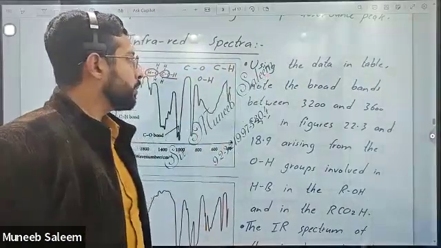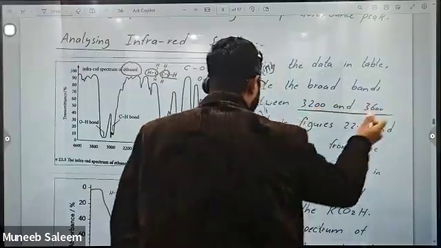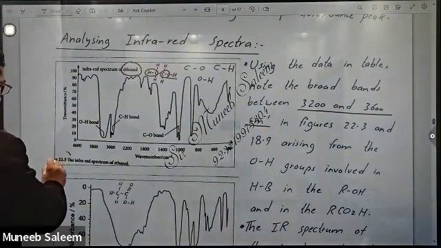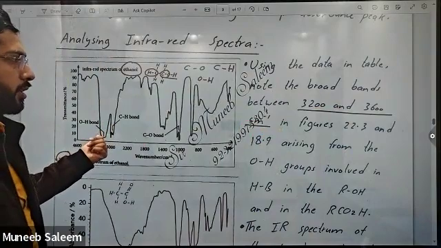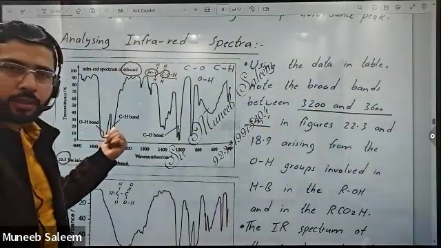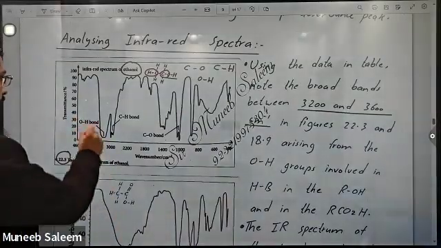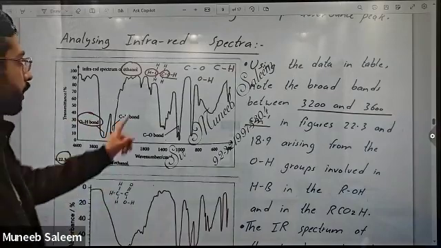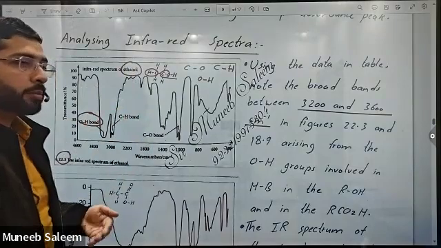So using the data in the table, note the broad band between 3200 to 3600 per centimeter in figure 22.3. Now this is figure 22.3. You can see a broad peak existing here, and it is a very intense peak. It is a very intense and broad peak. Now this peak indicates the OH bond of the alcohol. It could be alcohol, or it could not be, because although you can see the structure here, we also have to distinguish it from the carboxylic acid.